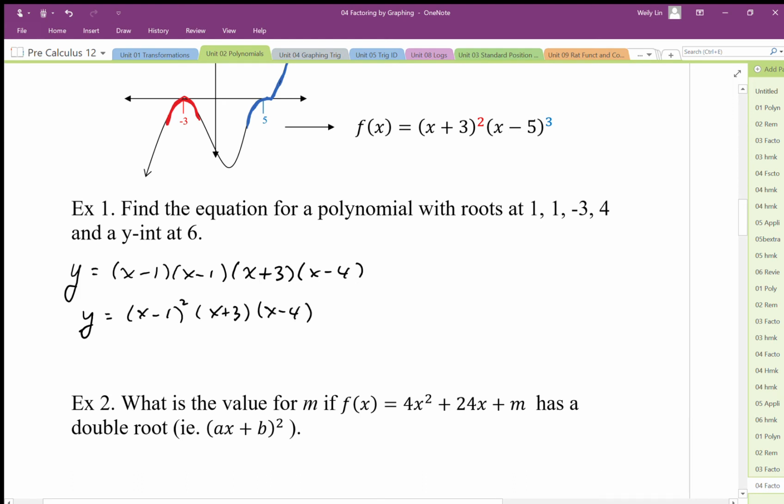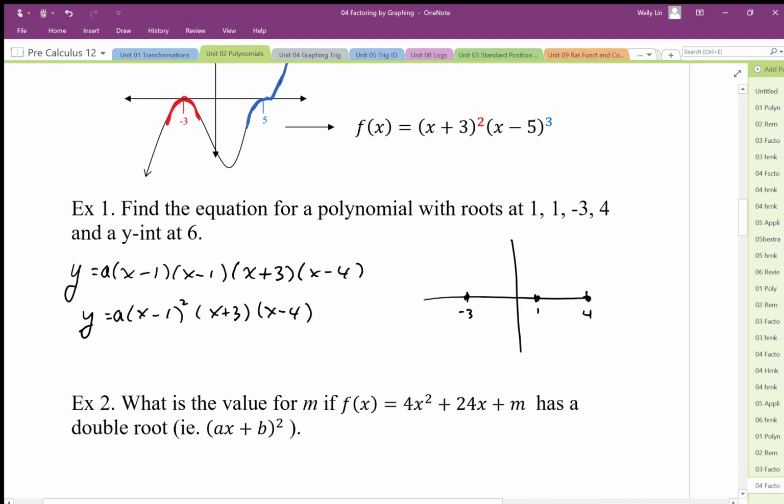And when we graph this, it's going to look like this. So we have roots at 1, negative 3, and positive 4, somewhere around here. It's a fourth degree. It has a y-intercept of 6. We don't know yet that it opens up, actually. We have to make sure that we have an a here. So this is what we have so far.